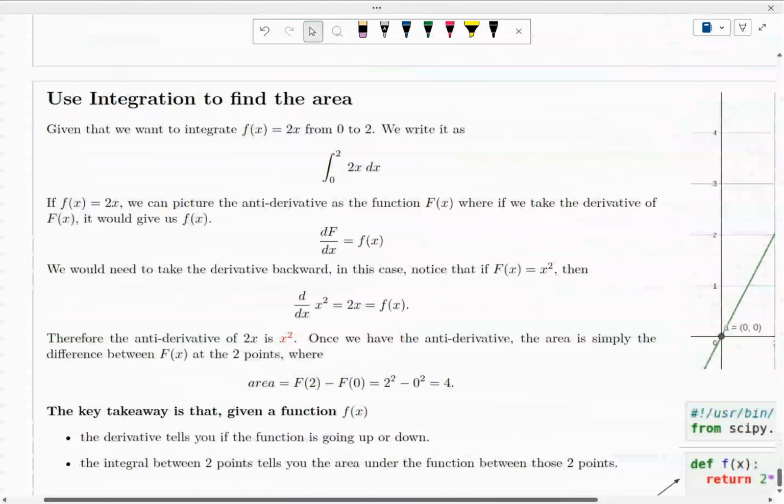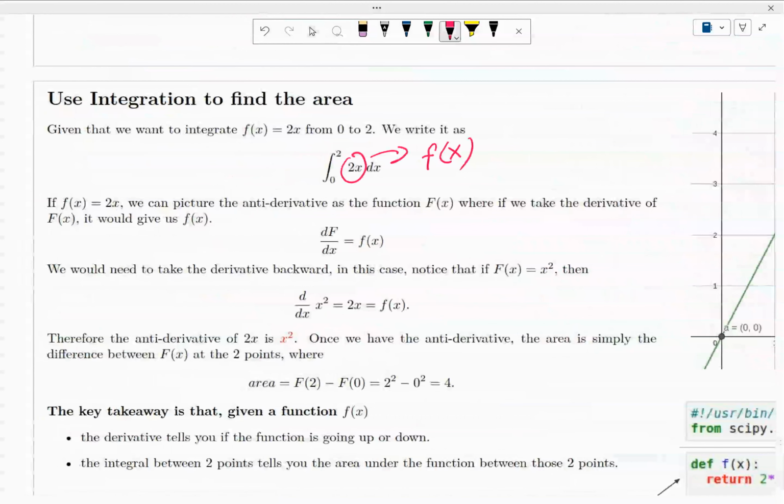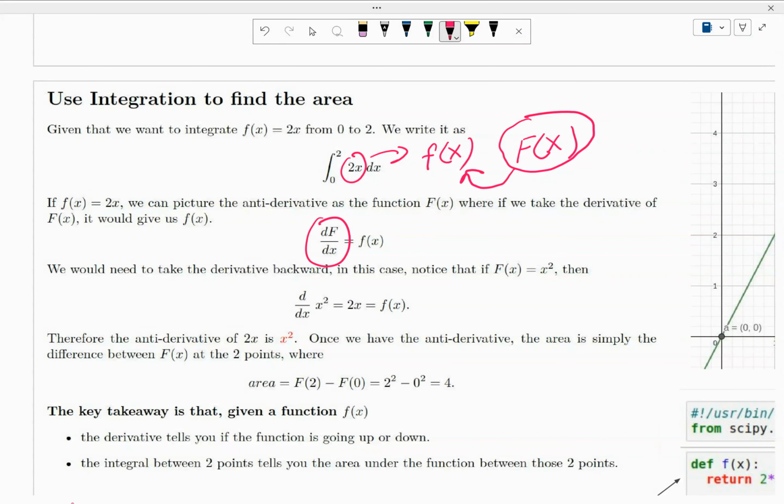What we are saying here is this 2x is f of x. And we're saying that there's a function, capital F of x. If we take the derivative of this, it should give us f of x. So we want to imagine some other function such that if we take its derivative, we'll get f of x back. This requires you to think of derivatives backwards.